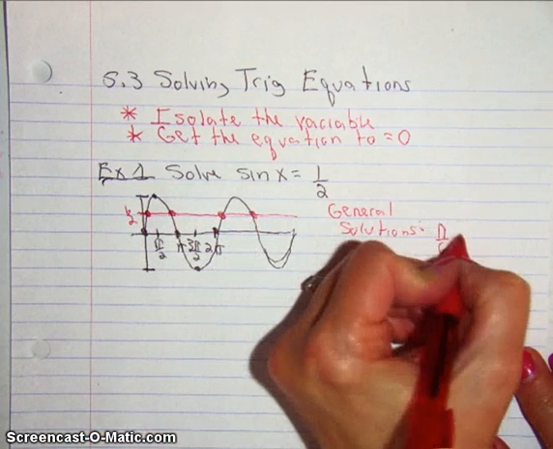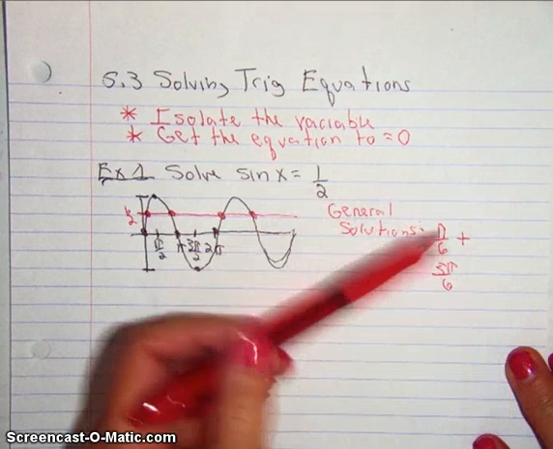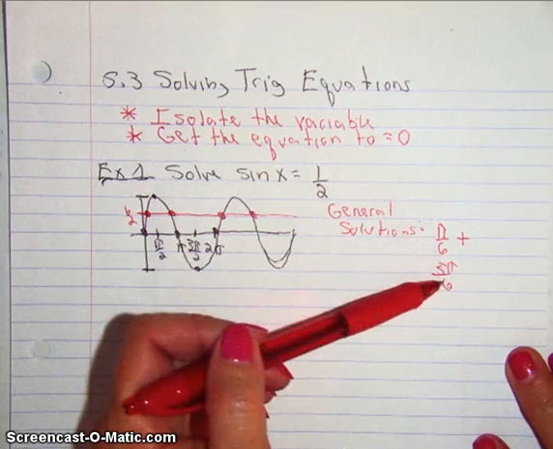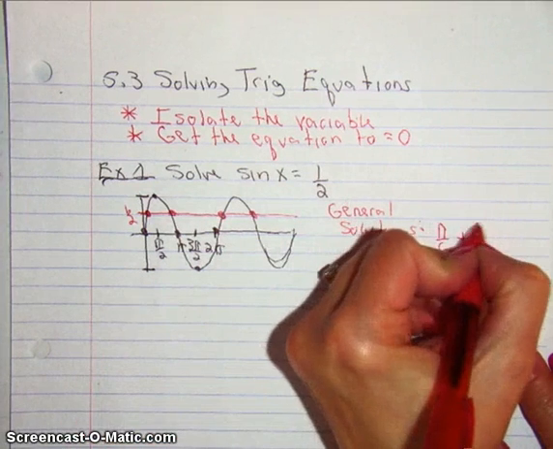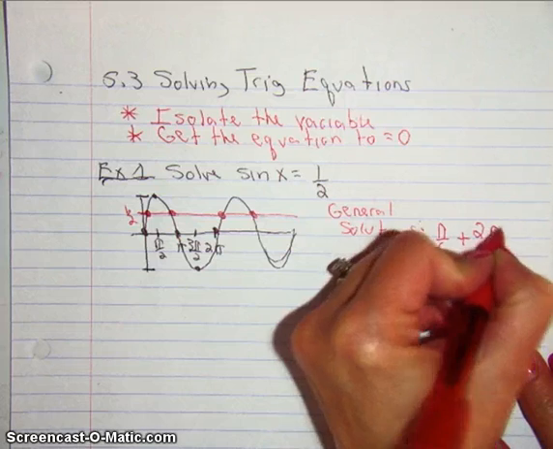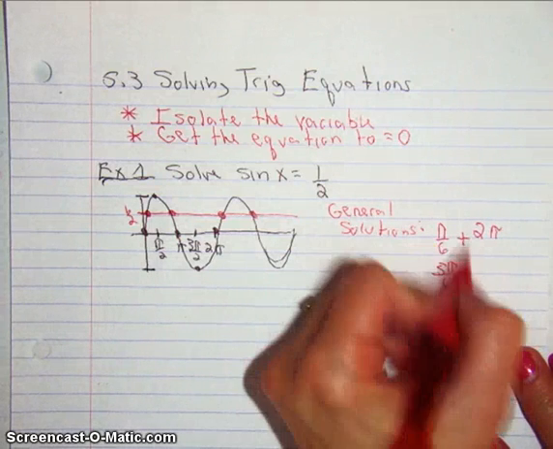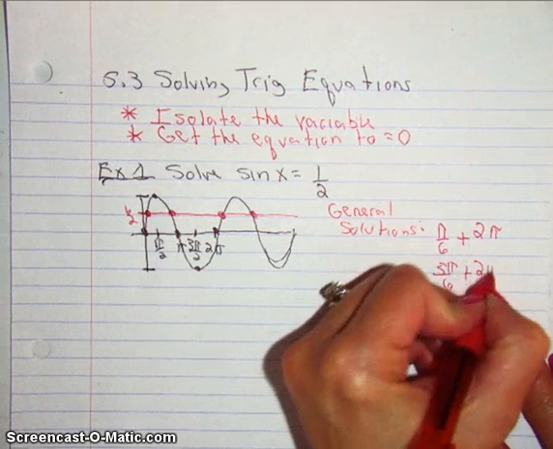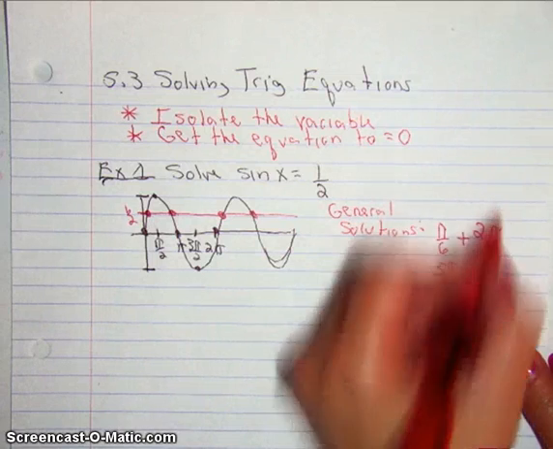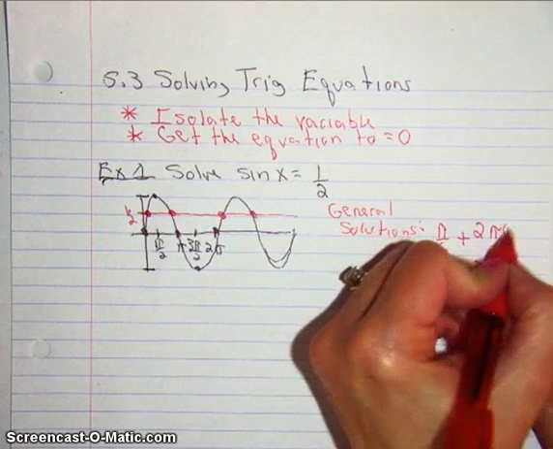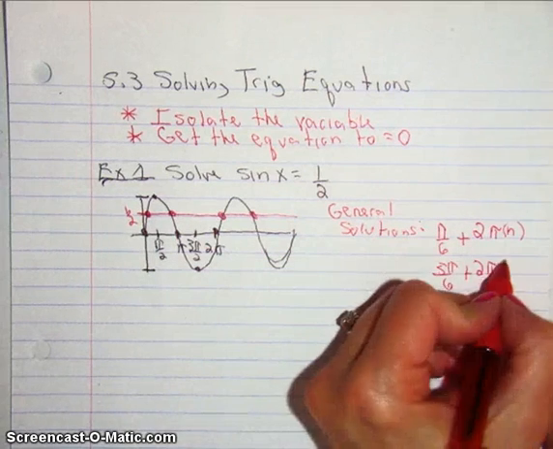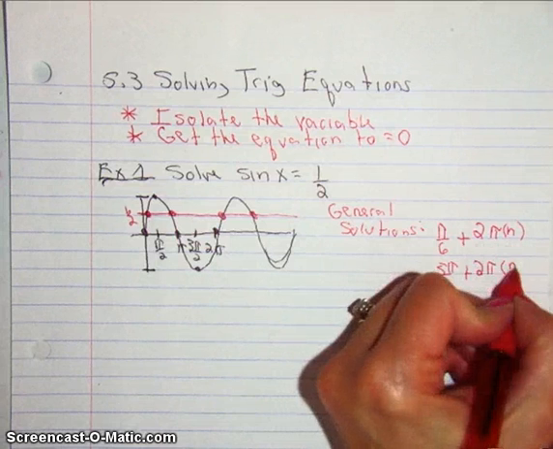Okay. Those are called general solutions. The ones you found on the unit circle, then you want to add multiples of 2 pi. Now, how do you show that the solutions are multiples of 2 pi? You throw an n in there. N is like 1, 2, 3, 4, 5, 6.